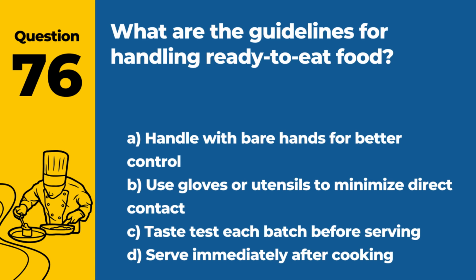Question 76. What are the guidelines for handling ready-to-eat food? A. Handle with bare hands for better control. B. Use gloves or utensils to minimize direct contact. C. Taste test each batch before serving. D. Serve immediately after cooking. Answer. B. Use gloves or utensils to minimize direct contact. The guidelines for handling ready-to-eat food include using gloves or utensils to minimize direct hand contact, thus reducing the risk of contamination.